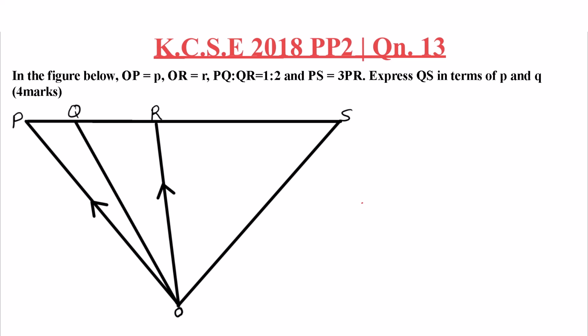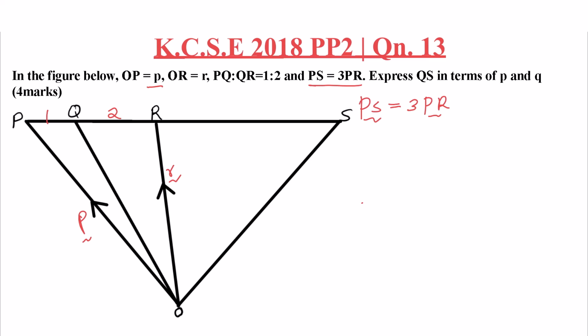So you're given OP. OP is equal to p, it is here. Then OR is equal to r, like that. Then the ratio PQ:QR is 1:2, that is the ratio. Then PS is equal to 3PR. So before we proceed, we can get PS. So if PS is equal to 3PR, I think we can start with that.